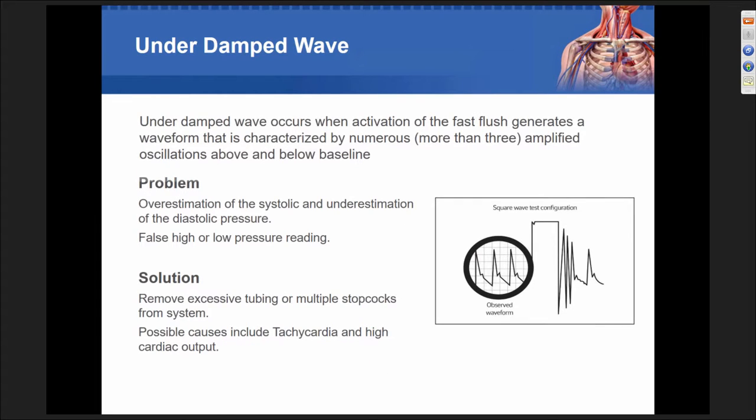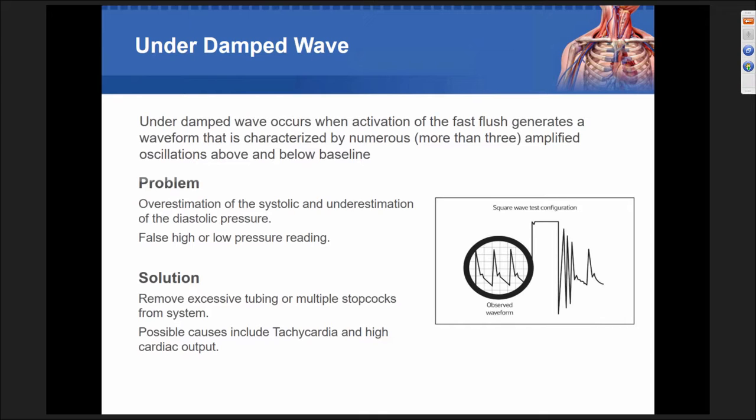So if you think about the underdamped wave, this is probably more of what I see, especially when I receive a patient from the cath lab on a balloon pump and I'm getting them back to the ICU and I'm going to put an arterial catheter in them. I may or may not have used ultrasound, but I know in today's world I'm going to, because this is all about how the catheter was placed or the patient's situation when the catheter is indwelling. So an underdamped wave occurs when activation of the fast flush generates a waveform that is characterized by numerous, more than 3 at least, amplified oscillations. It really has a sharp upstroke and is repetitive. So overestimation occurs of the systolic and underestimation of the diastolic. It really is a peak and drop, peak and drop, peak and drop. And this really relates to a false high or low blood pressure reading.